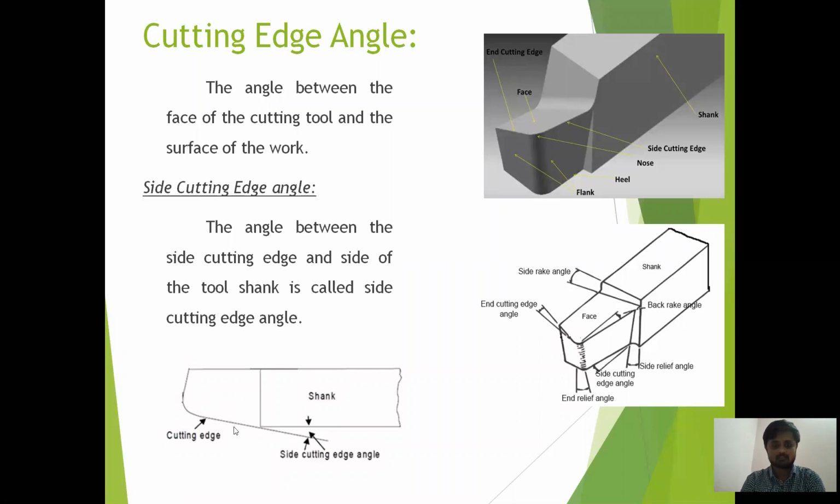So here, this is the side cutting edge angle, side cutting edge. If you see from the top view of this diagram, you will get this shape. This is the side cutting edge, and this is the side of the shaft. So the angle between these two is called the side cutting edge angle.